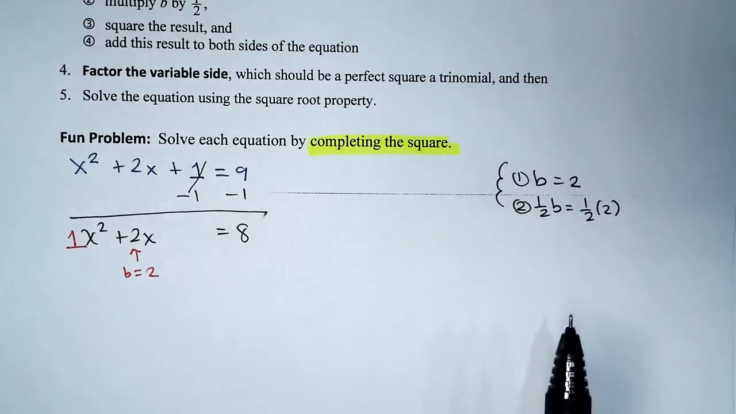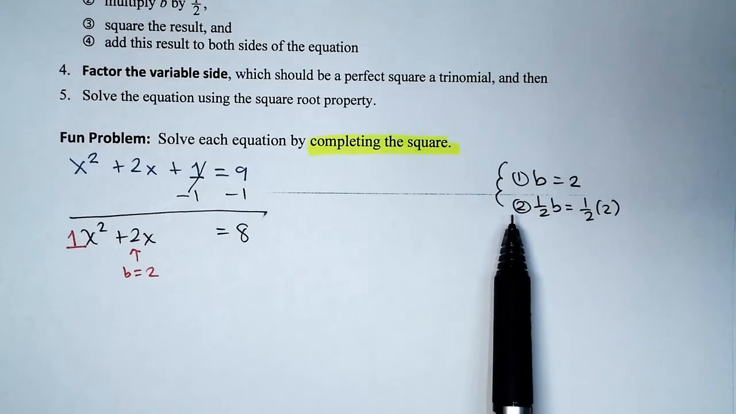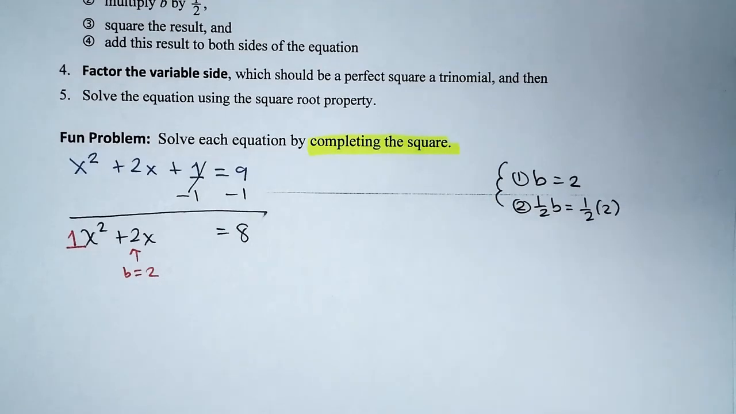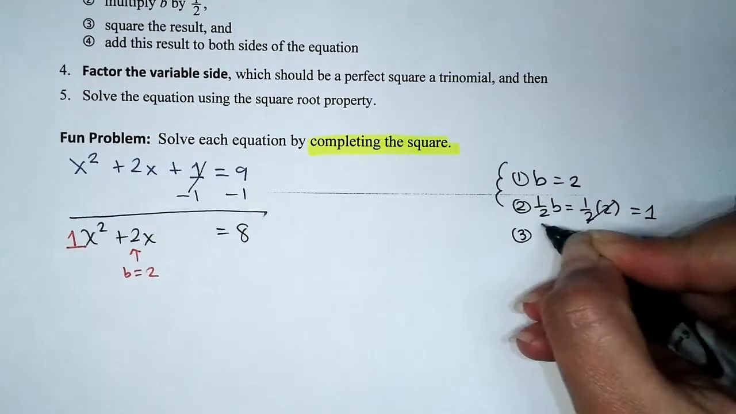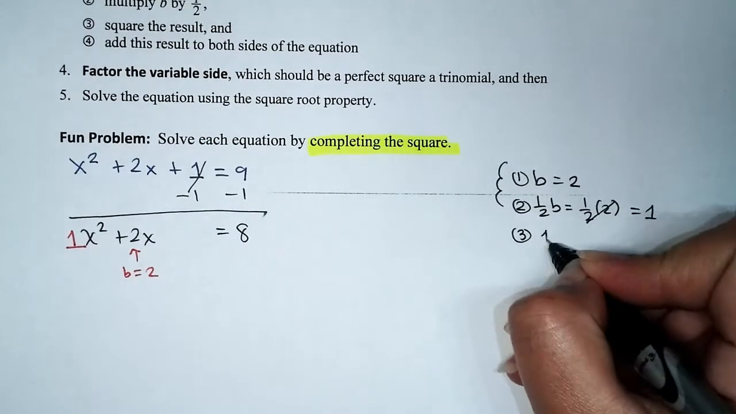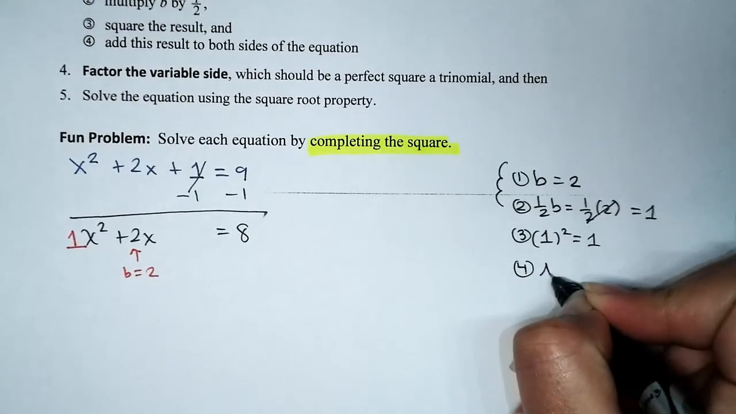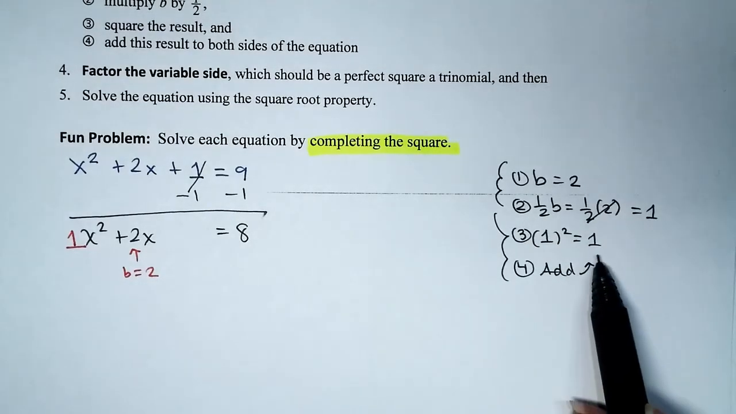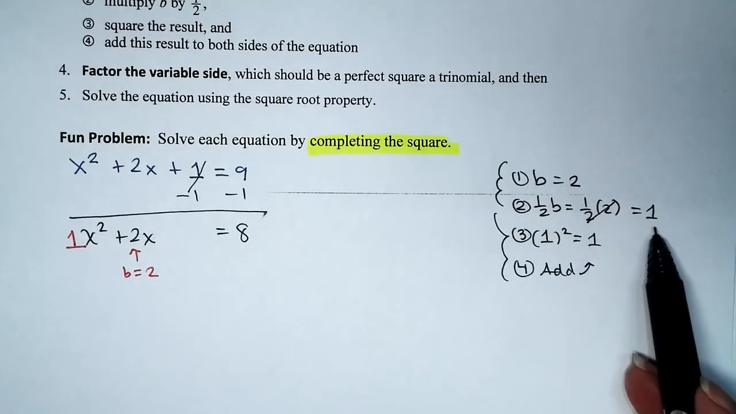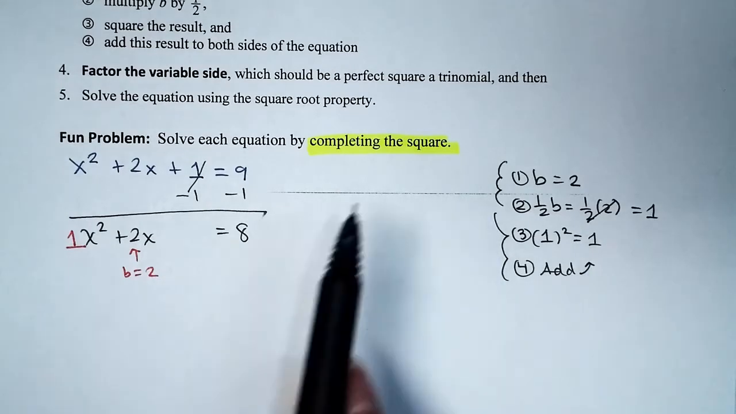Cool. So to complete the square, how are we going to do it? 1, identify b. 2, multiply it by 1/2. So that will give us 1. 3, you're going to square the result. So the result is 1. And then 4, you're going to add the result. In this case, the result is 1. It's a coincidence that it's the same as half of b. I should have picked a better problem, but don't worry, we're going to do 3 problems to illustrate this technique.